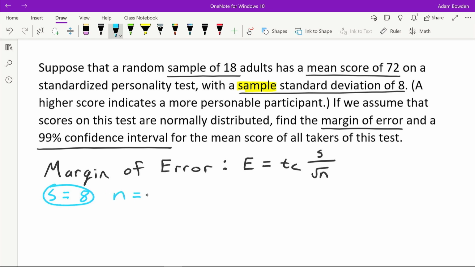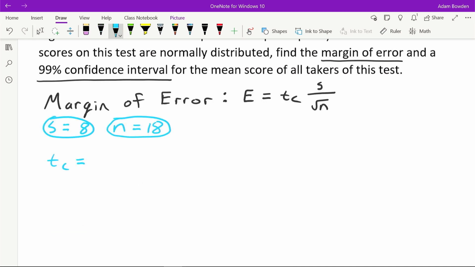N is our sample size of 18. The number that we need is the critical value t sub c. Since we're using a t-distribution, we also need to know the degrees of freedom. Now, I didn't mention that in the last example. The degrees of freedom, it's also in the formulas, is equal to n minus 1, or the sample size minus 1. So that'd be 18 minus 1. So degrees of freedom is 17.